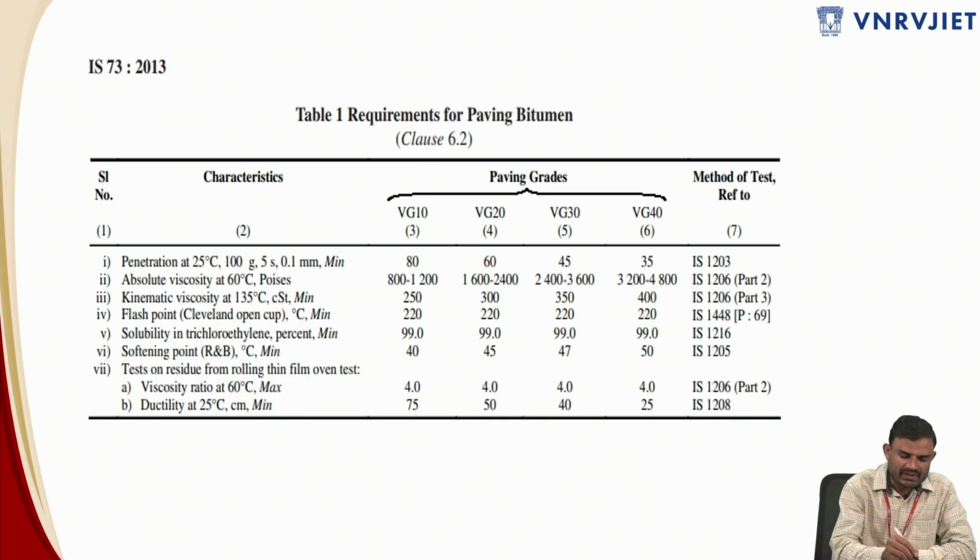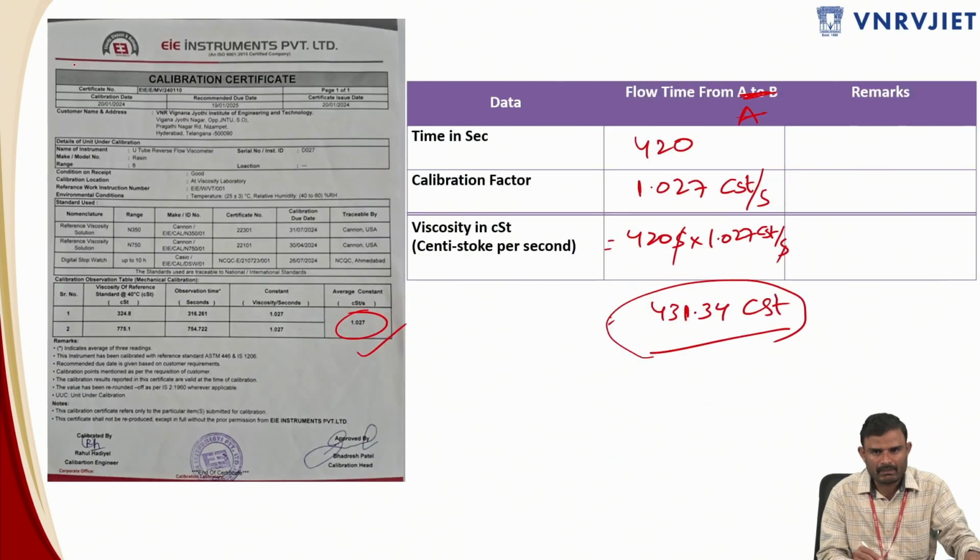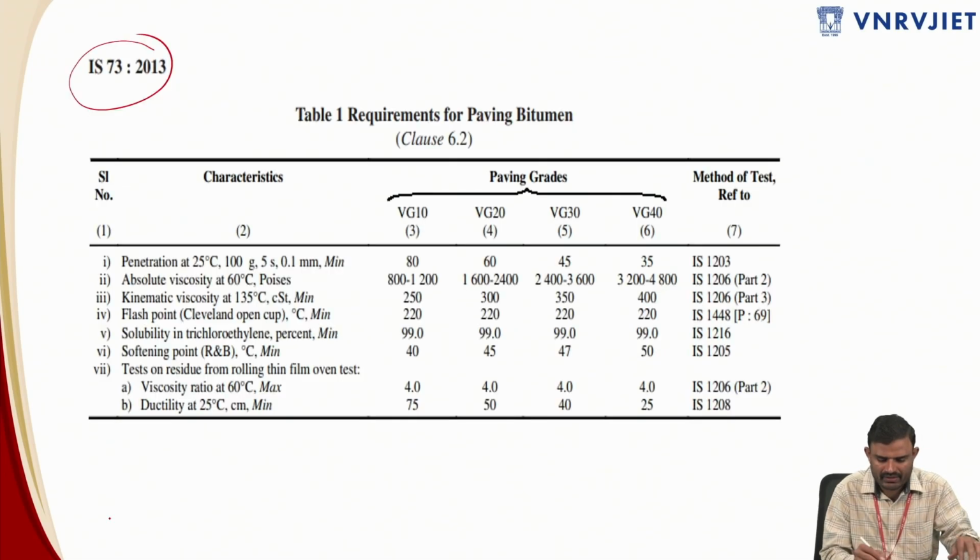After completion of the viscosity test, we have to look at different values. Here we take a look at IS 73, which is very important. It is the code for paving grade bitumen, giving the requirements of paving bitumen. The penetration value when you conduct the test at 25 degrees centigrade is in 1/10 of a mm, which is 0.1 mm. It should be a minimum.